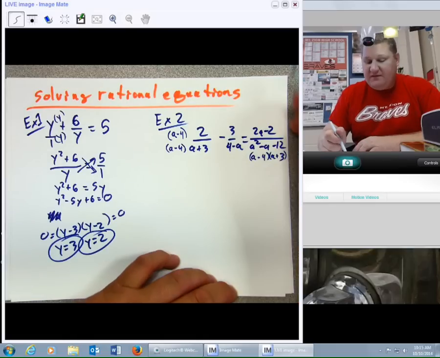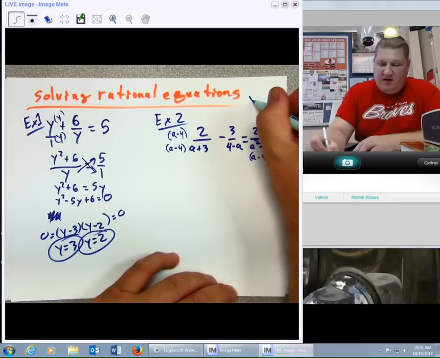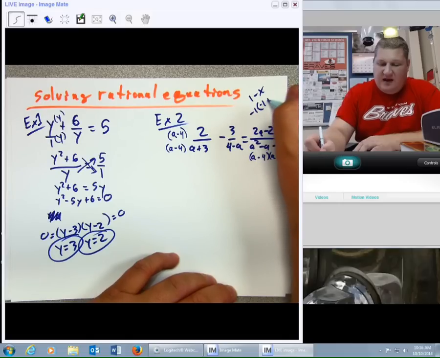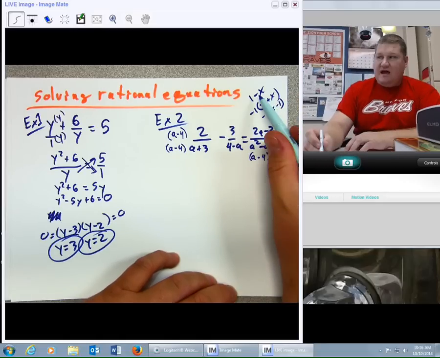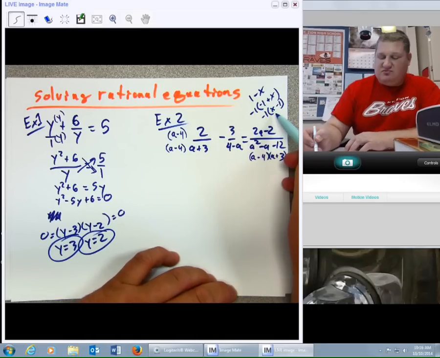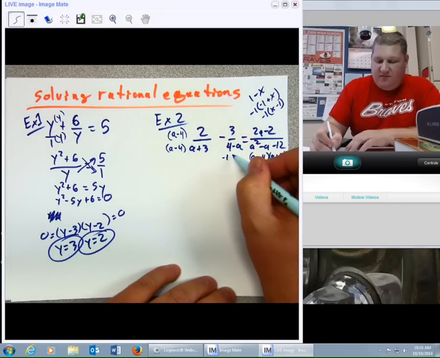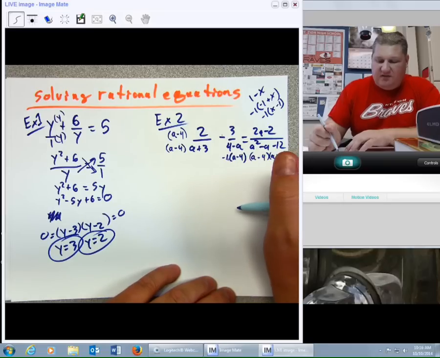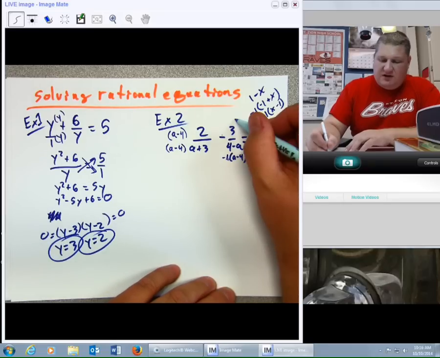However, if we go up here and do a little looking, we have 1 minus x. If I factor out a negative 1, that makes this positive a negative, and it makes this negative a positive. And so negative 1 times x minus 1. So by pulling out a negative, I can reverse the subtraction. Well, in this case, if I pull out a negative 1, (a minus 4), I have two negatives, and that makes a positive. So all I need to do is multiply both top and bottom by a plus 3.